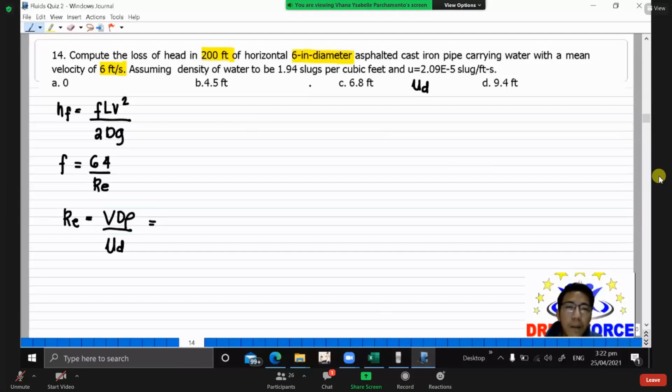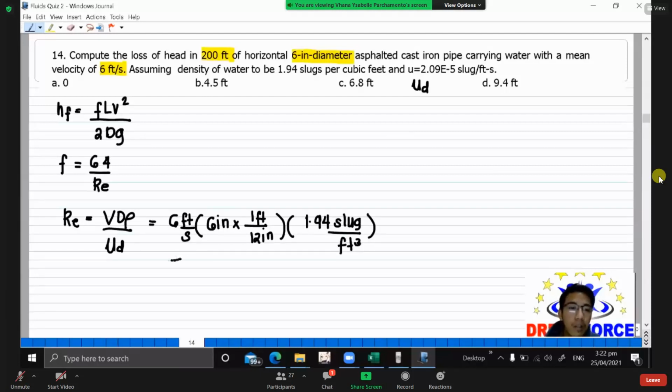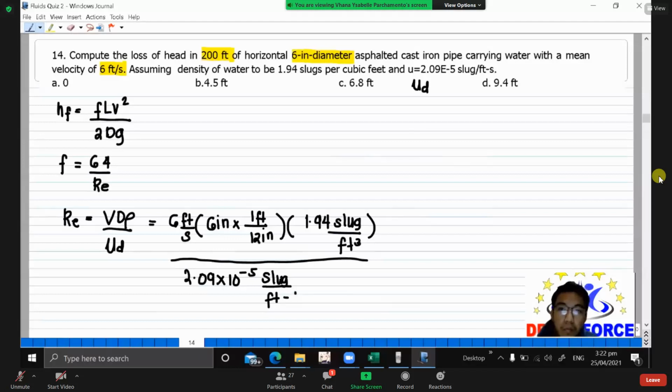Okay, try natin. Velocity is given. Yung velocity natin, 6 feet per second. Diameter is 6 inches, so convert lang natin. In 1 foot, we have 12 inches. So, we have yung density, ito na siya, 1.94 slug per cubic feet, divided by mu sub D. Okay, mu sub D is 2.09 times 10 raised to negative 5. Ang ibig sabihin nito, 2.09 exponent negative 5. Okay, slug per feet second.